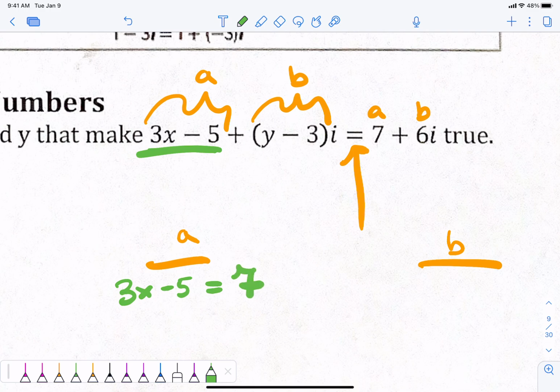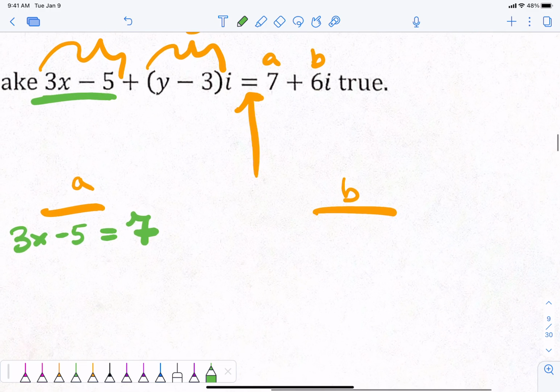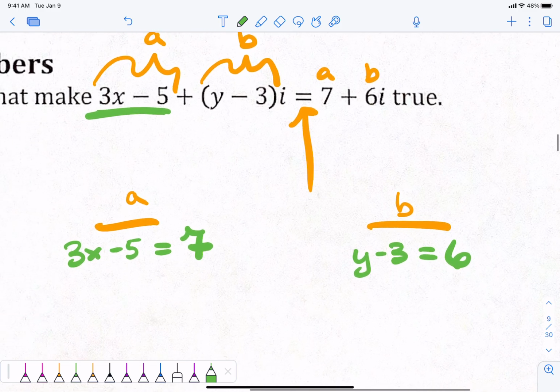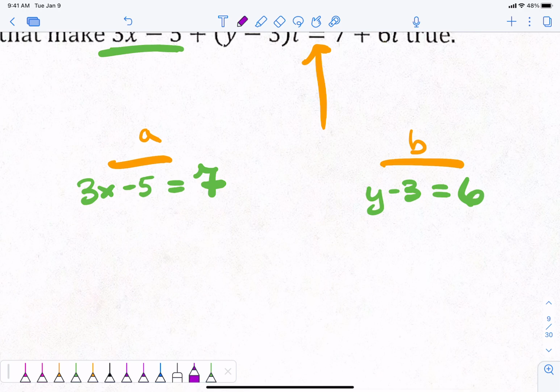And we're going to solve it here in a second. Well, let's write out the equation for the b part before we solve. What will that be? y minus 3 equals 6. Yep. The a part is equal to the a part, the b part is equal to the b part. Does that make sense? It's really not that hard. Next, let's solve for the a. We would add the 5.